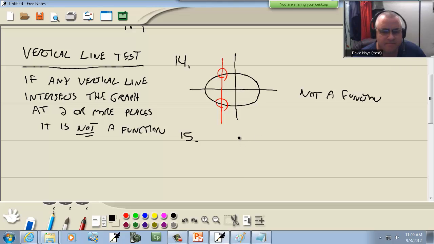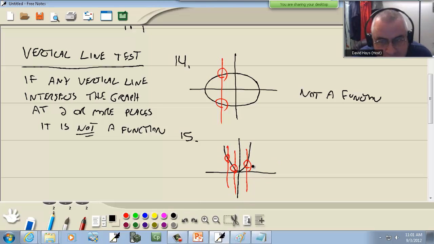Let's look at this one. Got this graph here. Question is, can I drop a vertical line that intersects at two or more places? Well, I drop one here, intersects one place. Drop one here, one place. Drop one here, one place. No matter where I drop a vertical line, the most it'll intersect is one place. So this is a function.